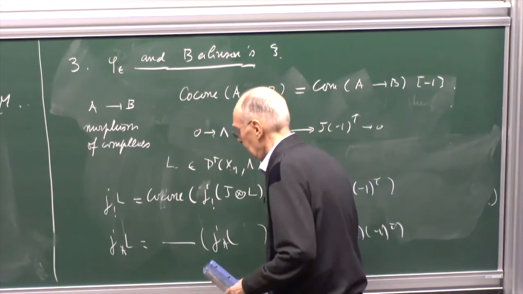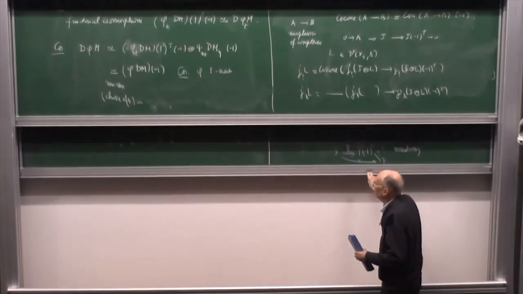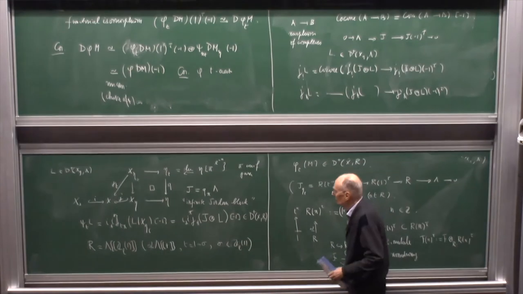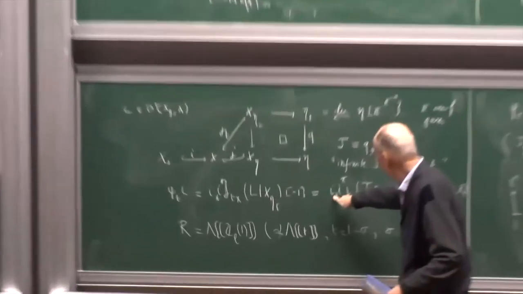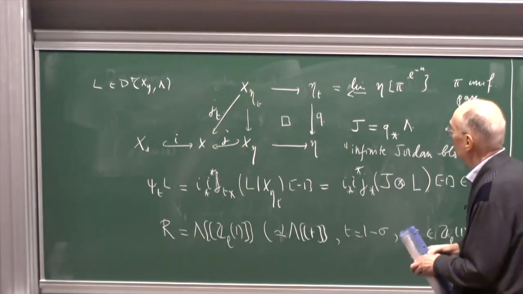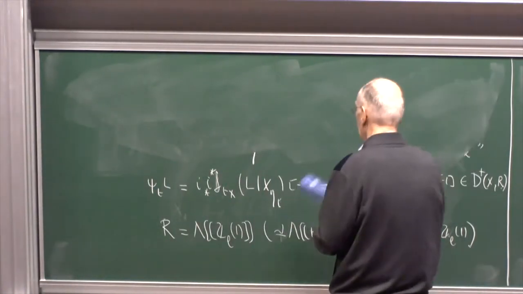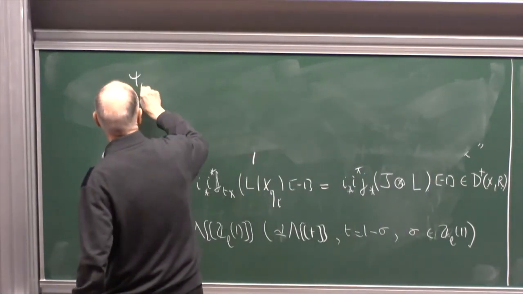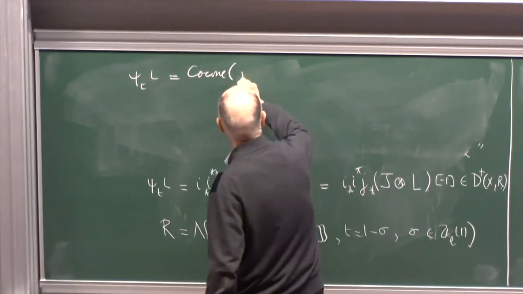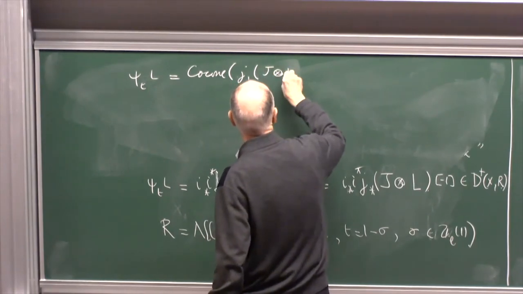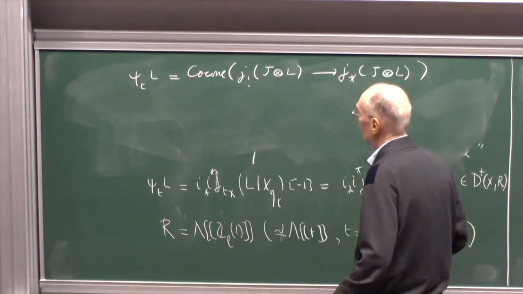Now, what is the Ψ_t? The definition is here: this is i^* of j_*, but we push by i_*, and the shift by minus 1. So actually, this Ψ_t can be written as just the cocone of j_! of j^*⊗L to j_* of j^*⊗L. There is no twist here.